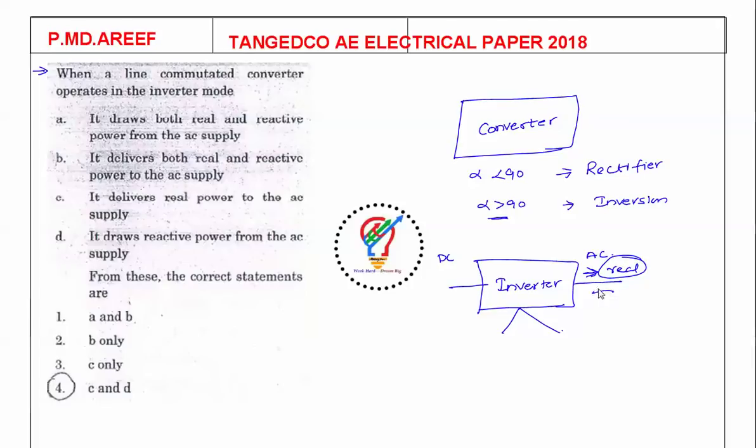That means it is going to deliver the real power, and it is going to draw the reactive power here. So options are C and D. It delivers the reactive power to the AC supply. It draws the reactive power from the AC supply. That means it is going to do both things at the receiving end only. Okay, the option C and D is the right answer. Next one.